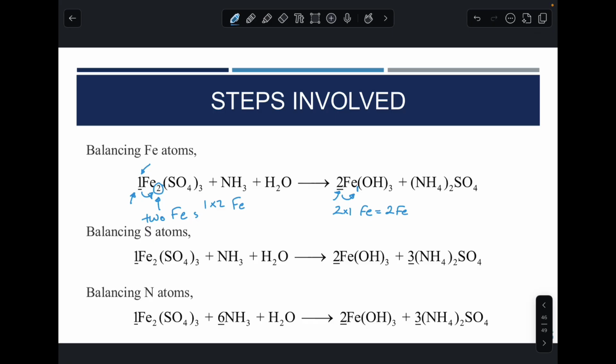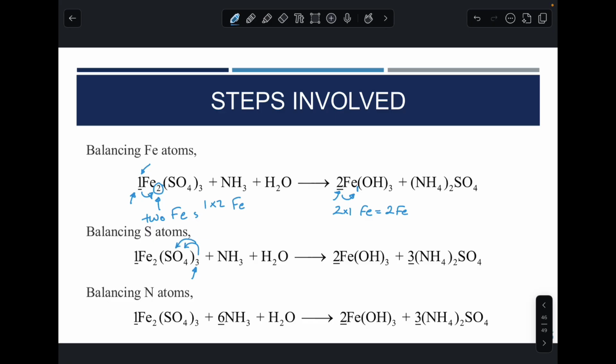We have next up 1 Fe. We've balanced the Fe's, so we'll balance the S atoms next. And so over here, we have this species that is in parentheses right here. So that means if you have a subscript 3 that is outside of the parentheses, everything in here is going to be multiplied by that subscript.